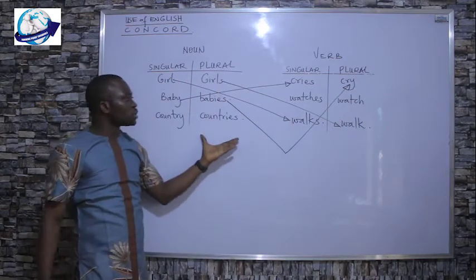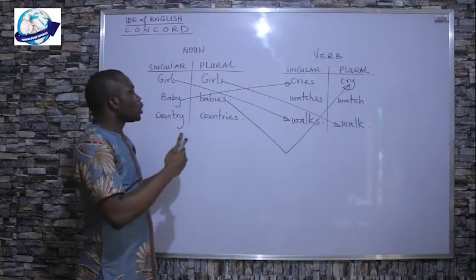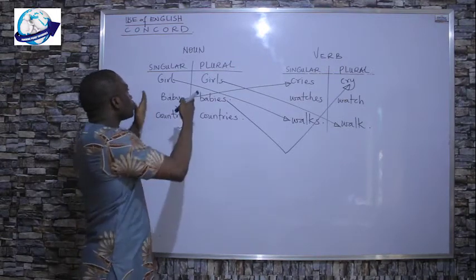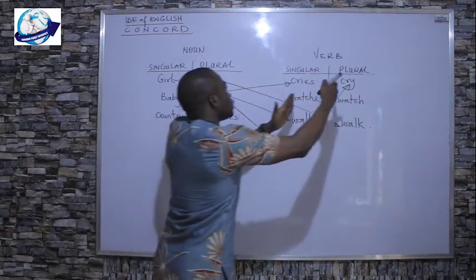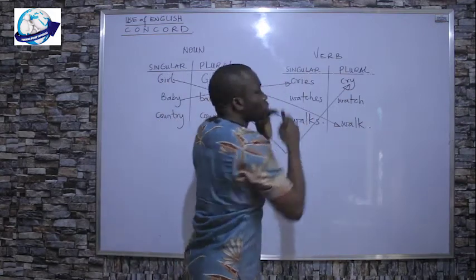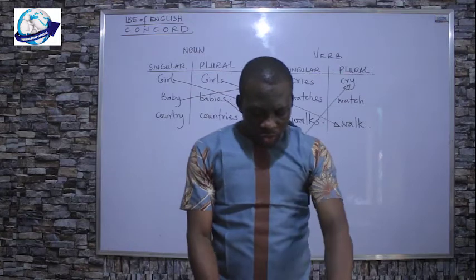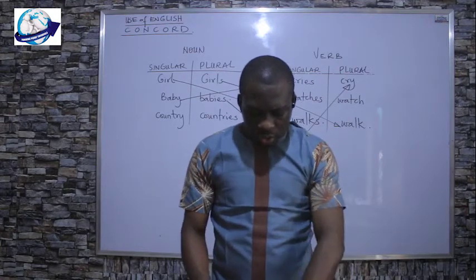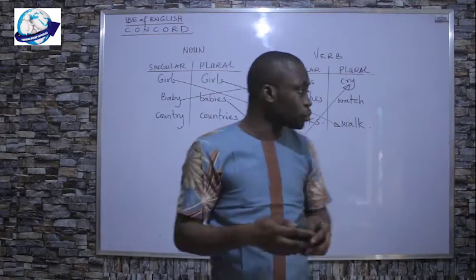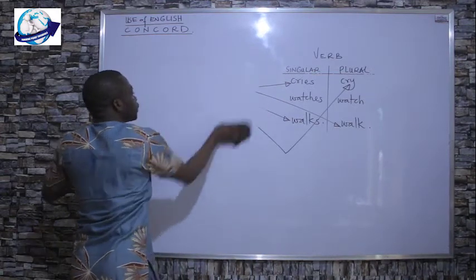So you can see the matching. This tells you that the principle we're going to follow is that a plural subject should match with a plural verb. A singular subject should match with a singular verb. This is Concord for us. So quickly, we'll take a few examples and move on from here.